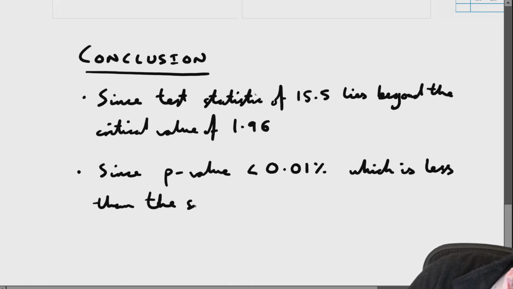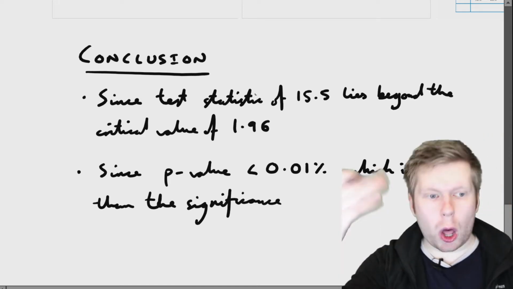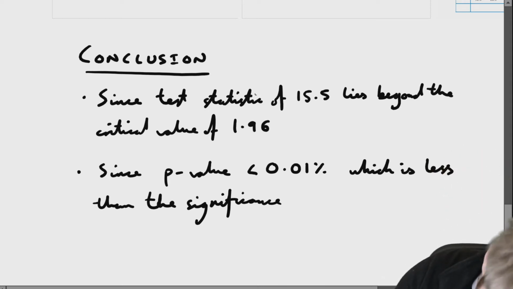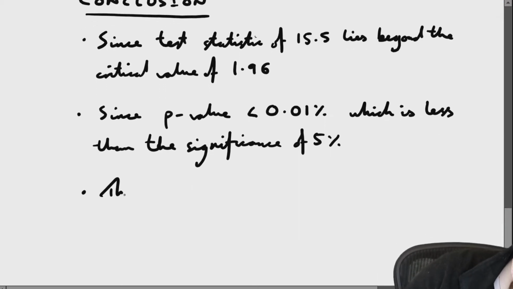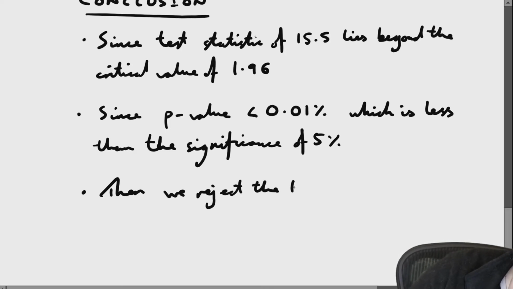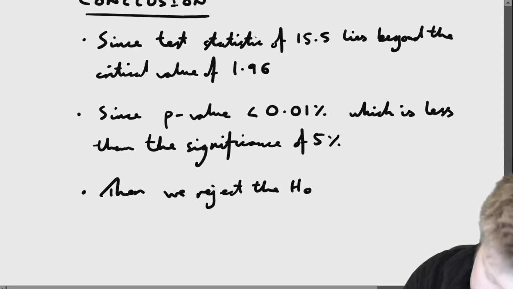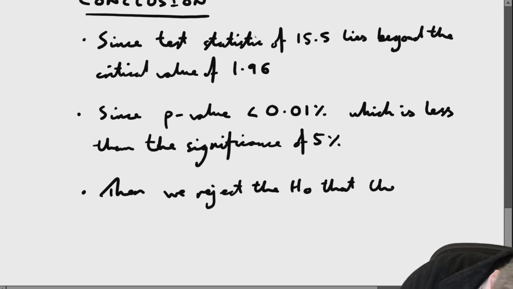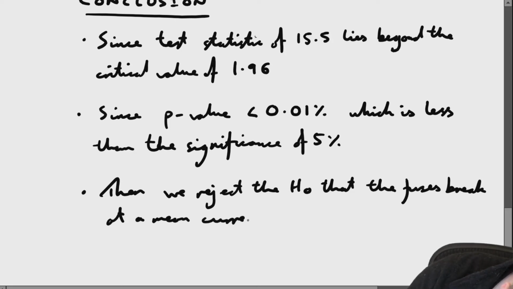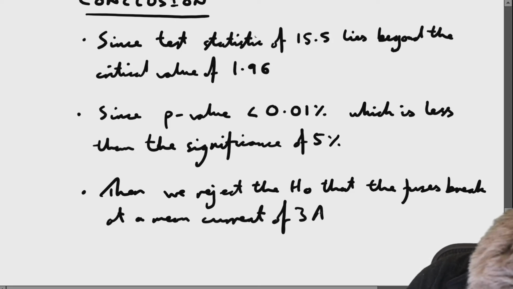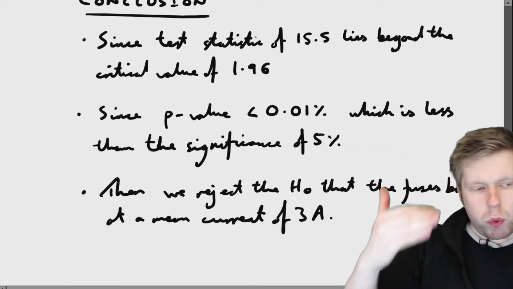the significance level. In other words, the significance level is like our cutoff probability level, the point where we decide that the p-value is low. Then we say that the significance level of 5%, then we reject the null hypothesis that the fuses break at a mean current of 3 amps. So notice the wording which I've done here.